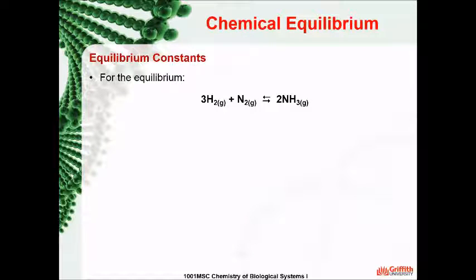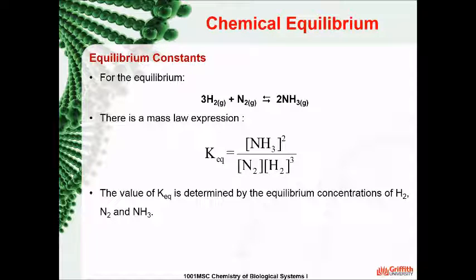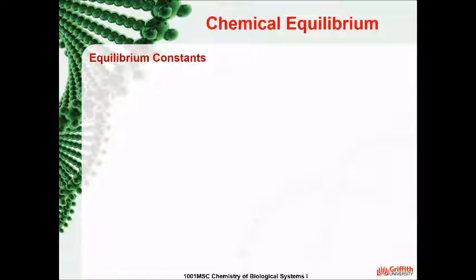Let's have a look at the following equilibrium equation. 3H2 plus N2 gives 2NH3. The equilibrium expression is written as the molar concentration of the product ammonia to the power of 2 divided by the molar concentration of nitrogen gas and the molar concentration of the hydrogen gas to the power of 3. If we know the molar concentrations of these substances, then we can calculate the equilibrium constant.